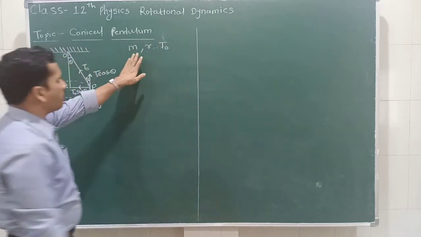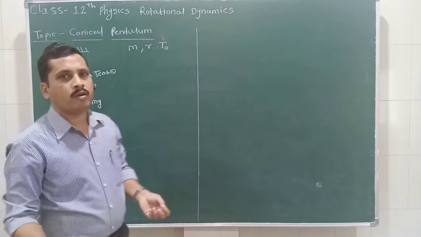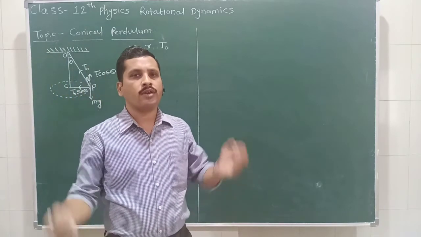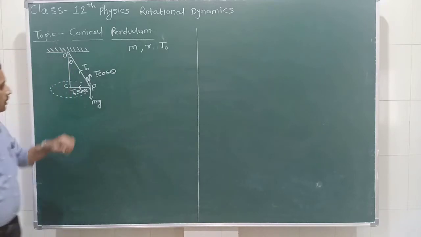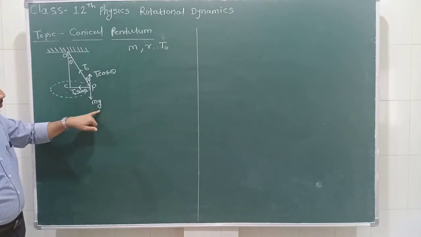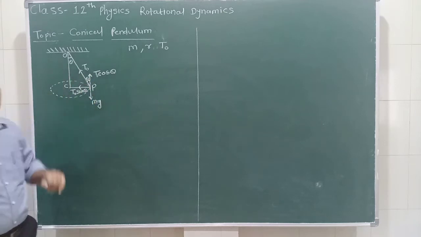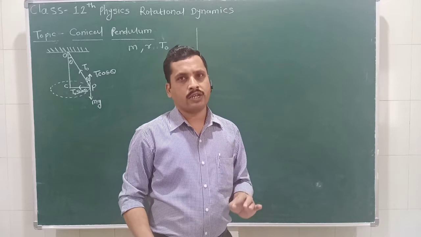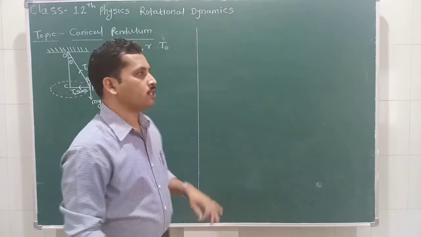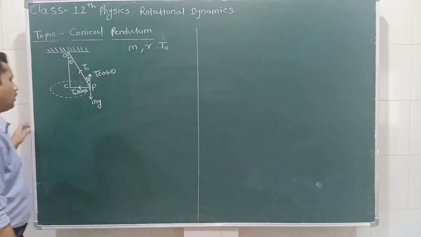Now, if the mass of the metal bob is m, then the weight of the metal bob is mg, which is always directed in the downward direction. We can see here the weight of the body is in the downward direction and the tension acting on the body is in the upward direction. Therefore, from the simple balancing condition, we can determine the time period of the conical pendulum. Okay, how?